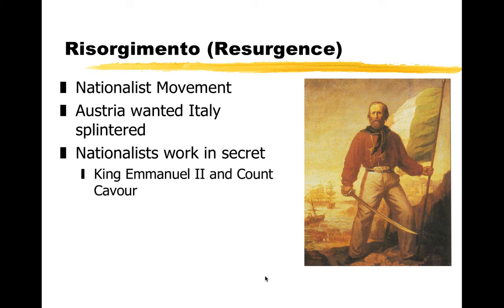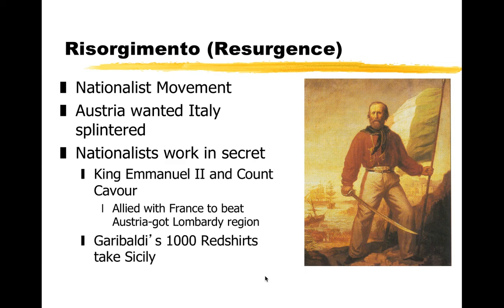King Emmanuel II and Count Cavour are two of the men in the northern portion of Italy that were working to unite all the northern provinces of Italy together. And they ally with each other, and they ally with France to try to push Austria out of some of what they believed were Italian regions in the north. And so with France, they fight off the Austrian Empire here in the Lombardy region. And that's kind of one of the first actions that we see in them trying to unite Italy.